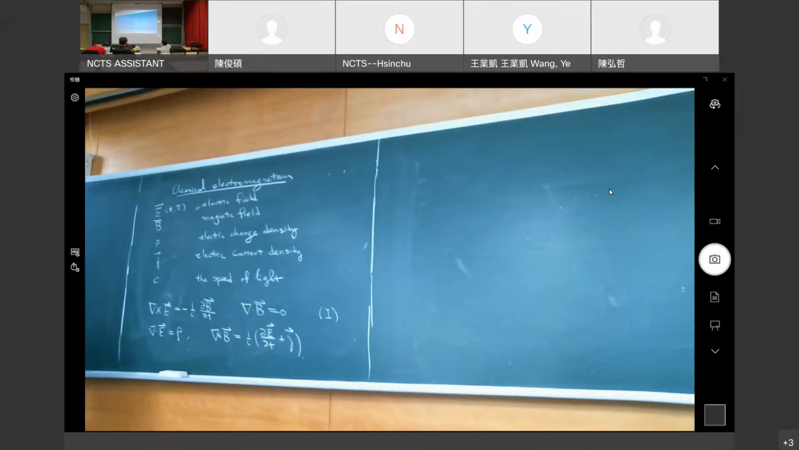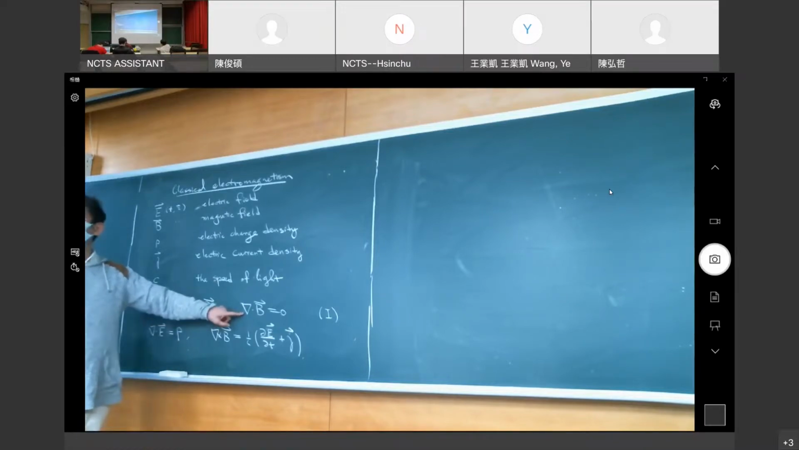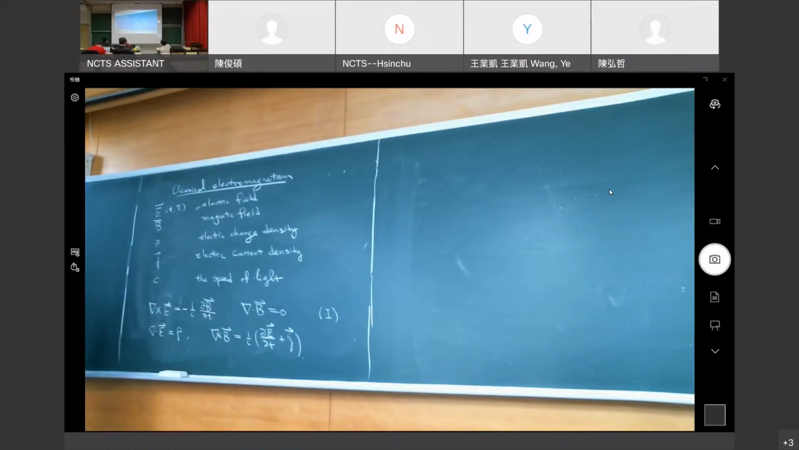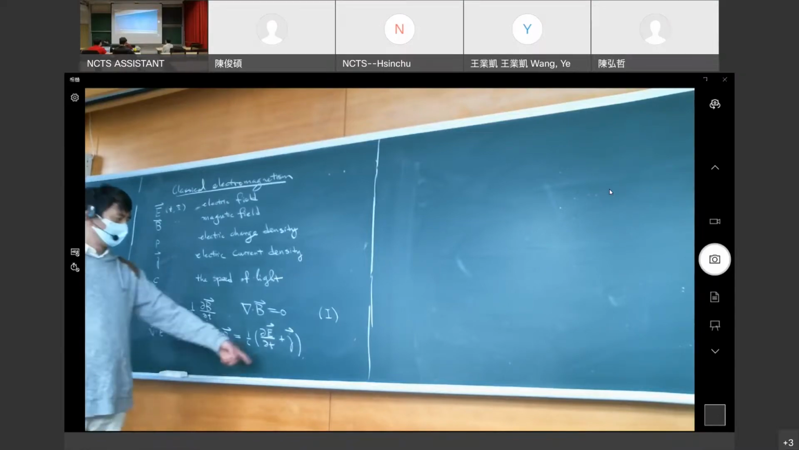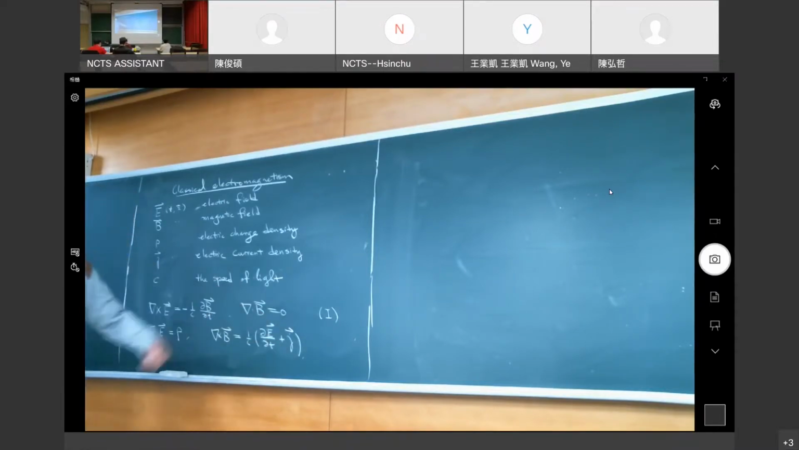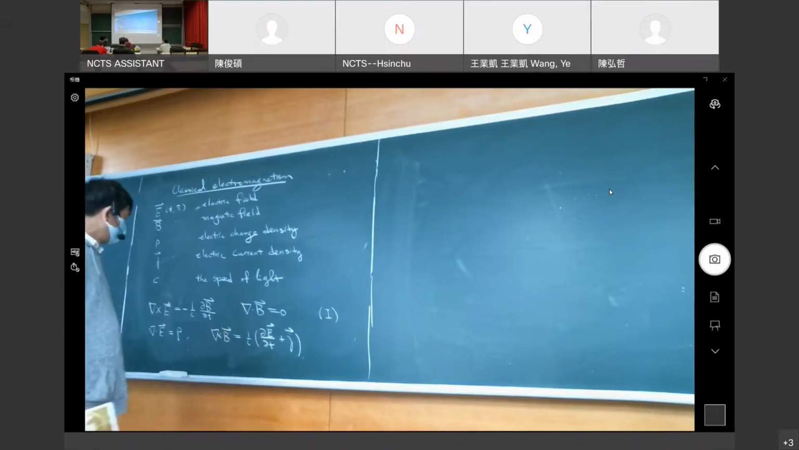But in fact, the first one is Faraday's law of electromagnetic induction. This is the non-existence of magnetic monopoles classically, and this equation is Coulomb's law, and the last part. So this, without J, may be related to Ampere's law, but otherwise it's the last equation.